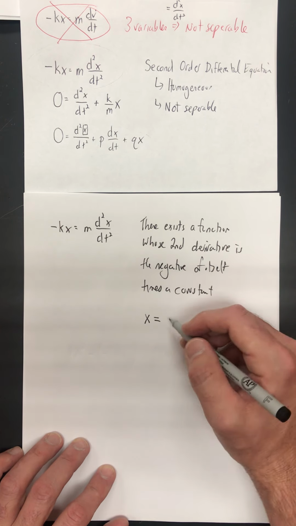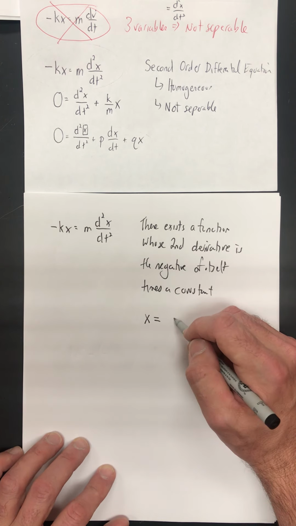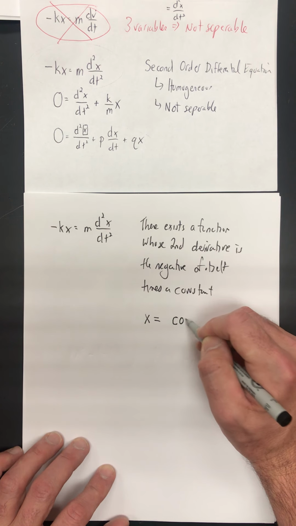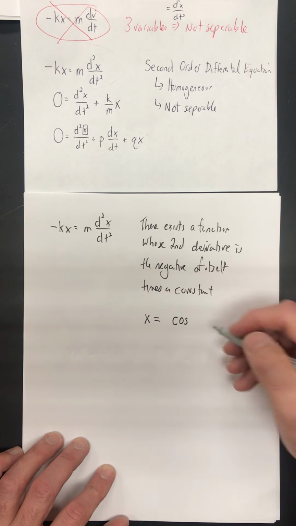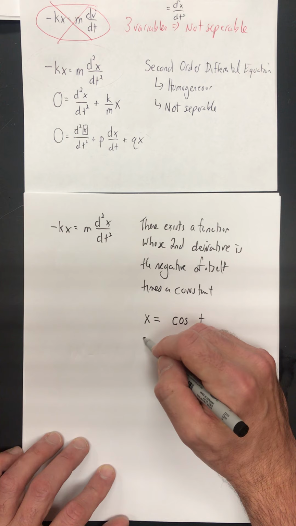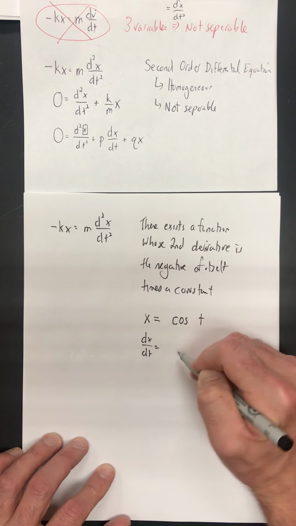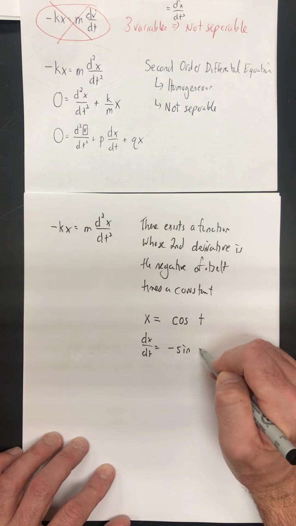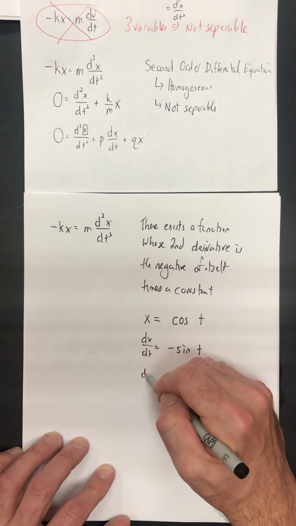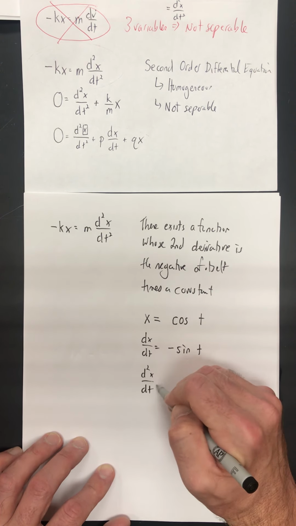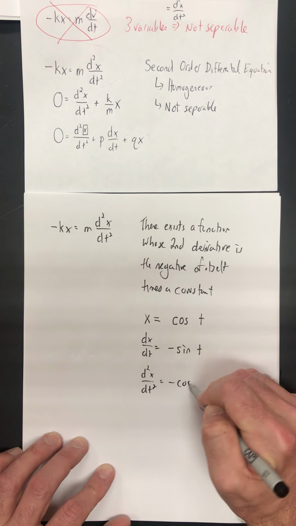So let's look at both, make sure we can get this to work. I'll just pick cosine for no reason. Cosine of, and it would be cosine of t, right? Because if I do the first derivative there, I get negative sine of t. And if I do the second derivative there, I get negative cosine of t.